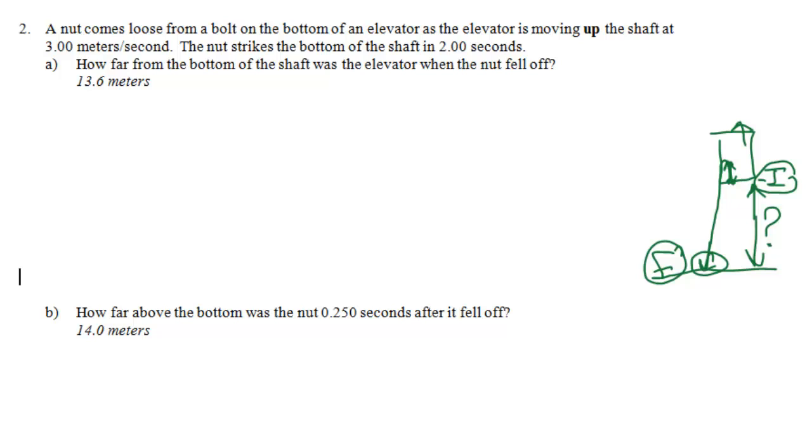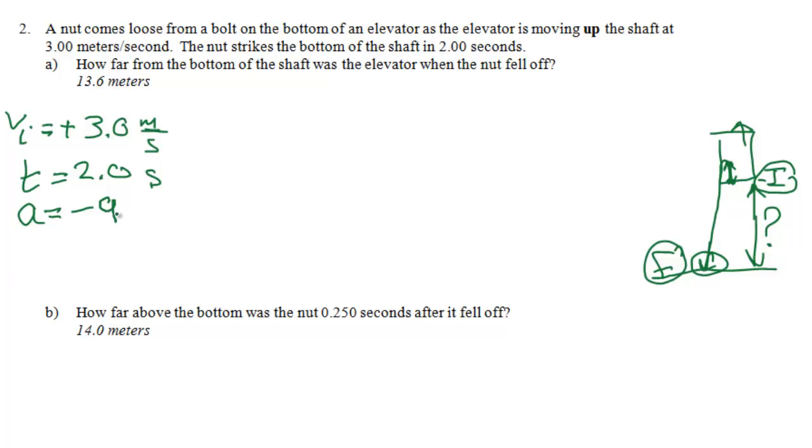Okay, let's go ahead and write down what we are given. So the initial velocity is positive 3 meters per second. We are given the time to be 2 seconds. What else we know? Since it's a free falling problem, then we know the acceleration is negative 9.8 meters per second squared. We don't have any information about V final, so V final is not given. And the displacement is what we need to find.